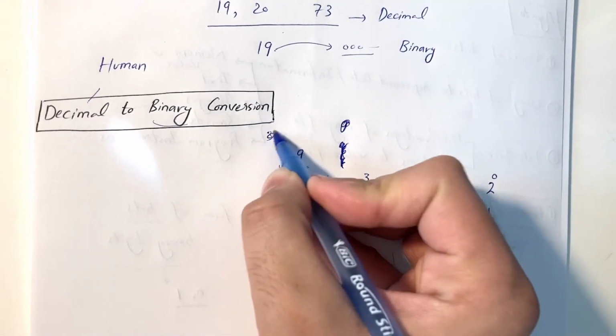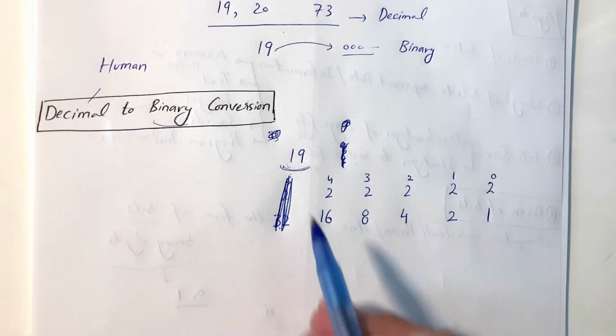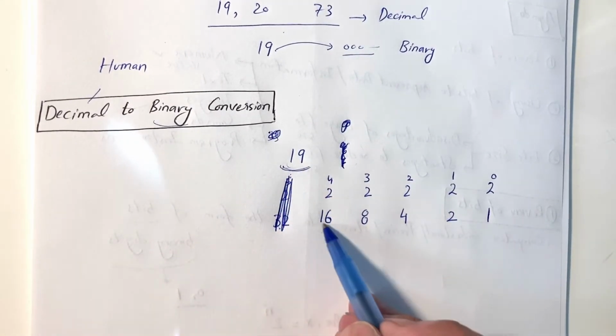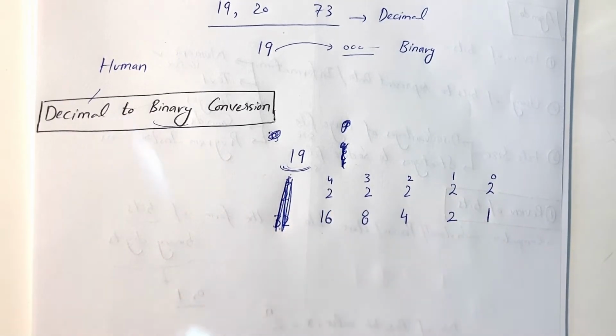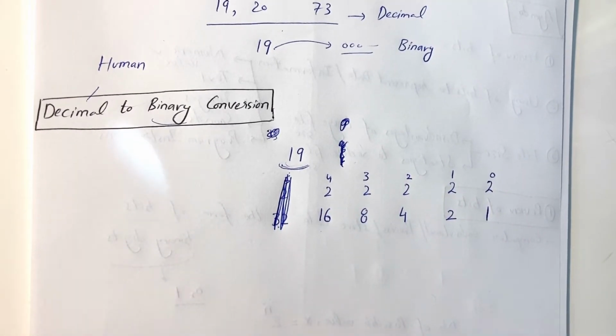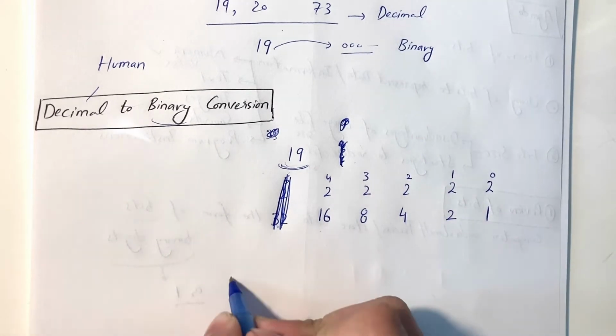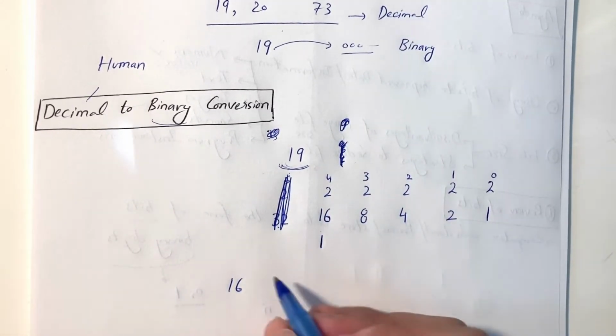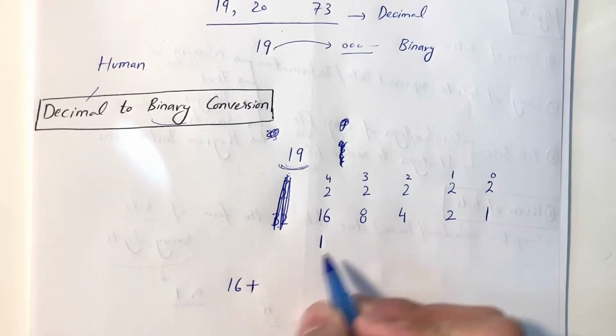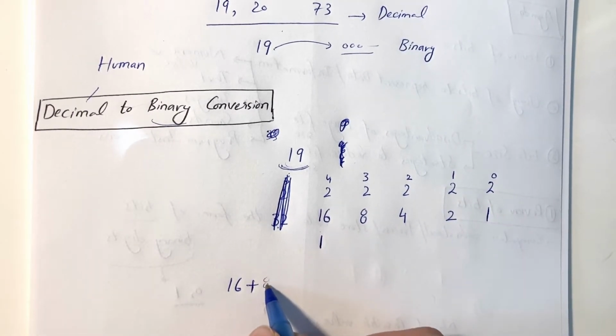So let's say we got 19. We need to create 19 using these combinations, adding these values to make 19. How can we do that? To make 19, we need 16, so we put 1 here. Can we add 8? Because if we add 16 plus 8, what is it going to be?